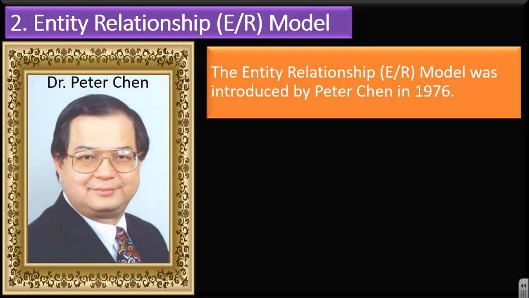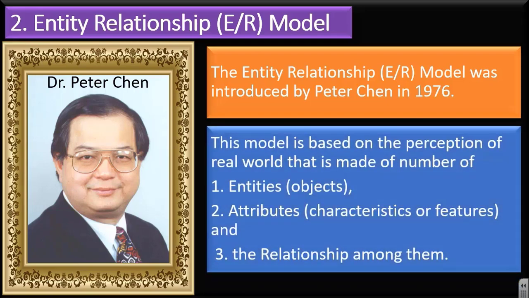The entity relationship ER model was introduced by Peter Chan in 1976. This model is based on the perception of the real world that is made of a number of things: first, entities, that is objects; second, attributes, that is characteristics or features; and the third one is the relationship among them.